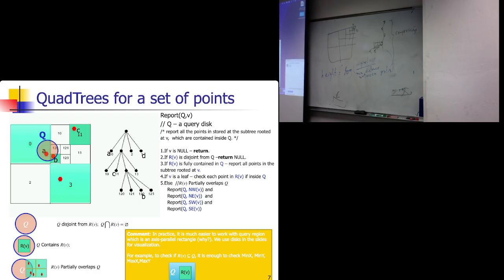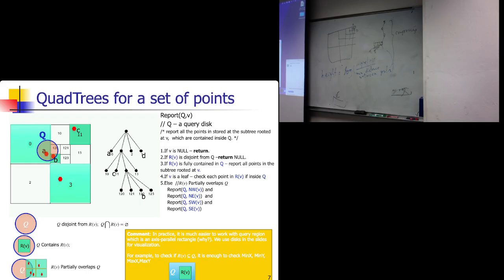So I have a query region, and I want to know, in this case, tell me all the points that lie in it. A little variant would be, tell me how many points there are, which is even quicker. Here I want to know the name of every point that lives inside the query region. So how do I perform a report? Q is this disk that is the query region, V is a node, R of V is the region that this node in the tree corresponds to.